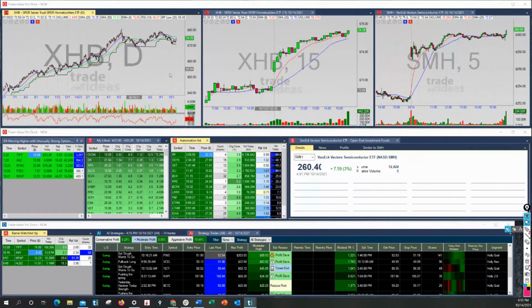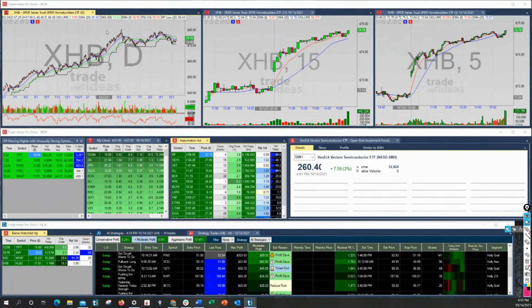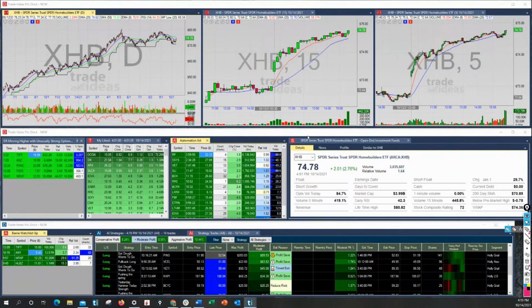XHB, your home builders. Probably no happy accident. In my evening scan, I saw a few home builders this morning. I say evening scan, but I tend to do most of my scanning in the mornings now. I like this. Love to see it. Love to see it get above that 50 average for the home builders, and you might find, what is it? KHB, is that one of our home builders?